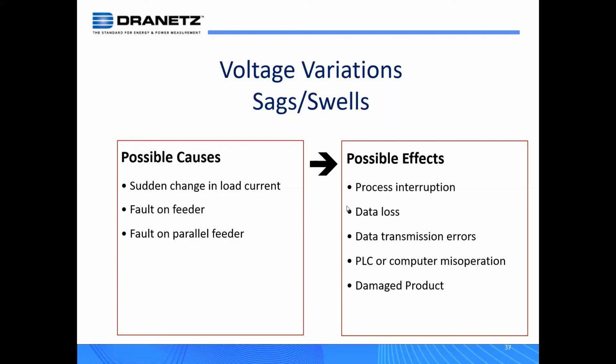Well, what are the possible effects? A lot of them overlap with the transients that we spoke about. Process interruption, data loss, data transmission errors, PLCs or computers misoperating, both in an office, but of course in a manufacturing type of environment. And you can just damage products that are unprepared to handle this. So these can be very bad situations that can occur.